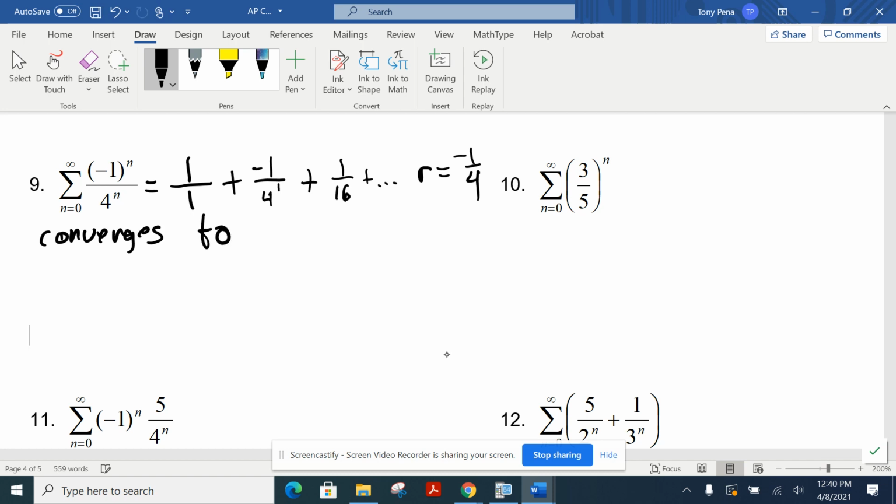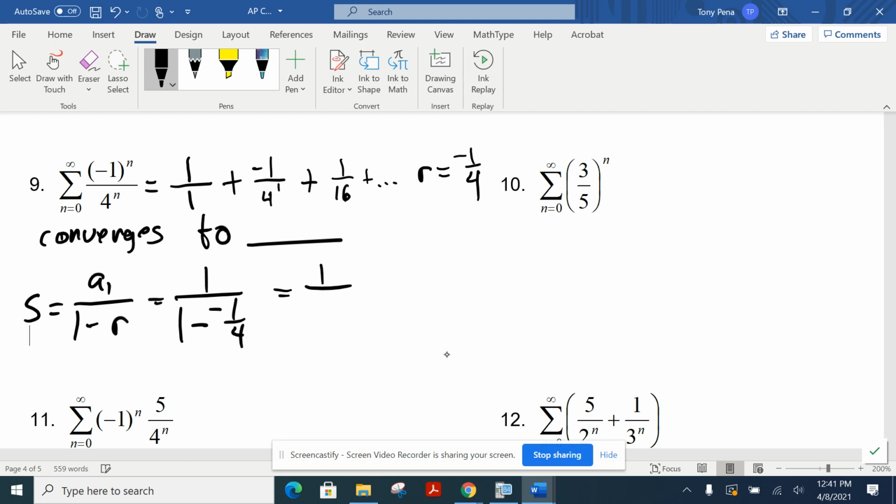And then we need to identify what it converges to. That's our sum formula, where we're going to take the first term, divide it by 1 minus that common ratio. So the first term here is a 1. We would do 1 minus the common ratio, which is a negative 1/4. So that gives us 1 over 5/4. So what this should converge to is 4/5.